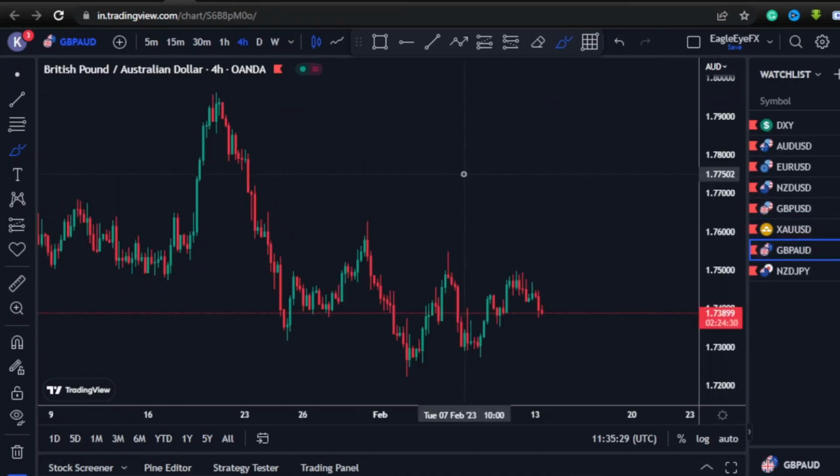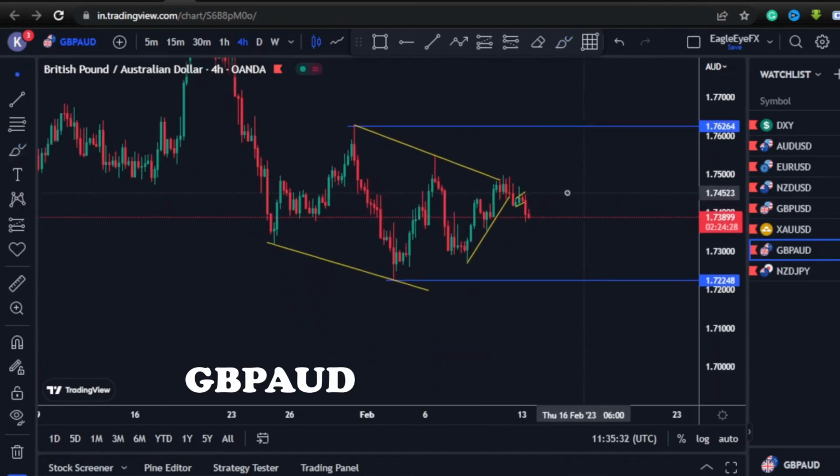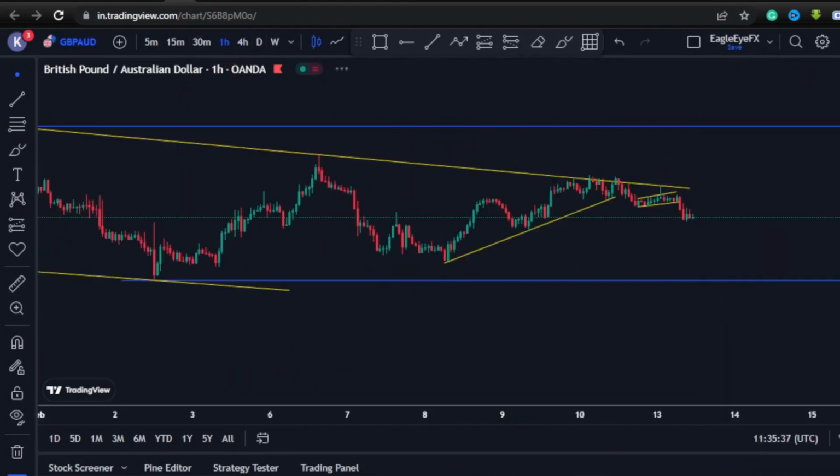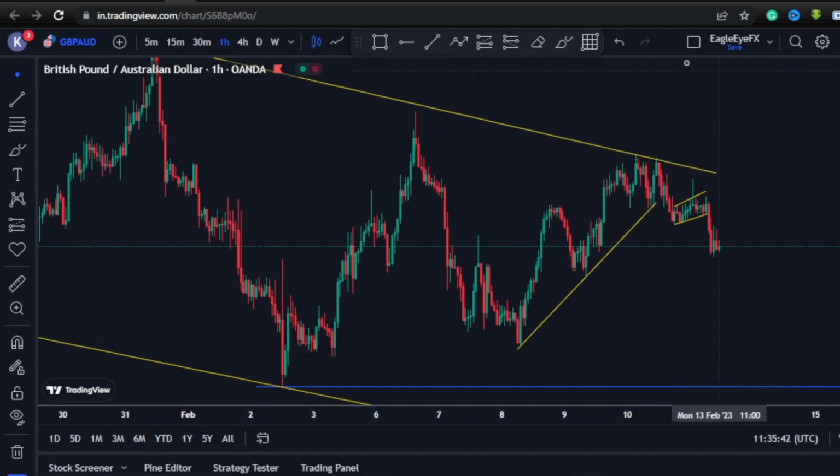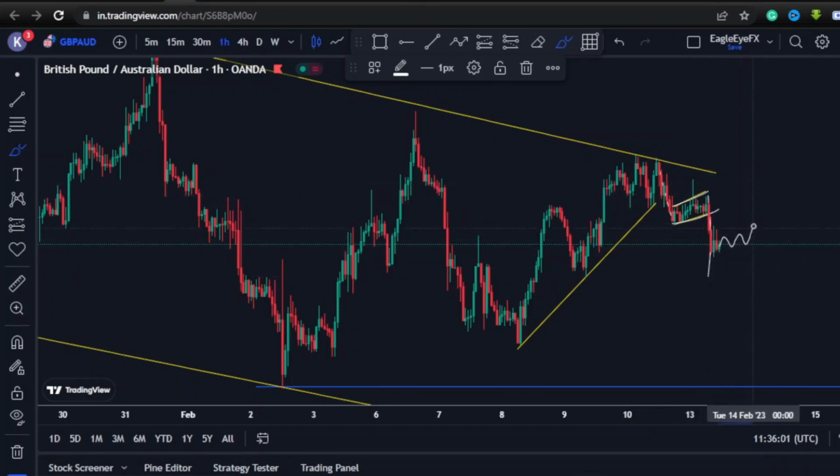Then of course we have GBPAUD. GBPAUD gave us this structure over here. It was not able to break, and you can see that we had an impulse move. Then there was some sort of flag. All right, so after this flag, you can see that there was actually a breakout. So this could actually just consolidate like this. Then after the consolidation, it just moves to the downside.